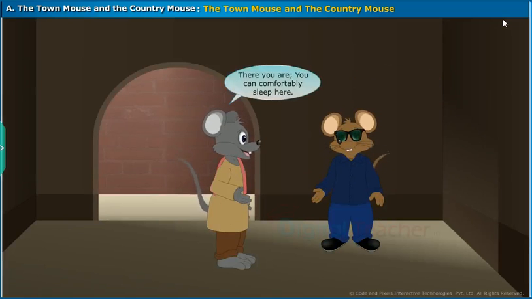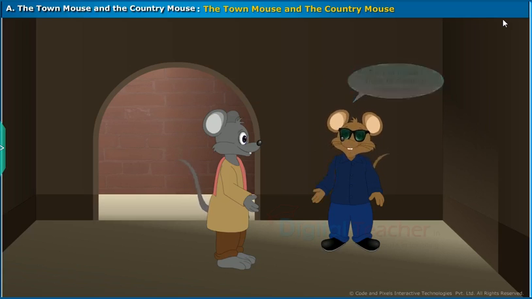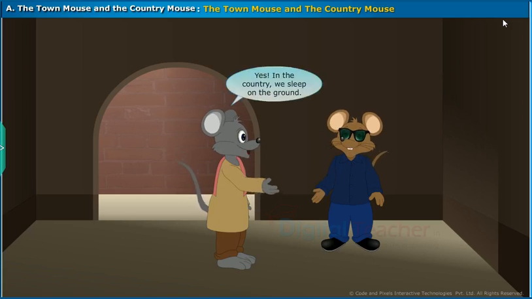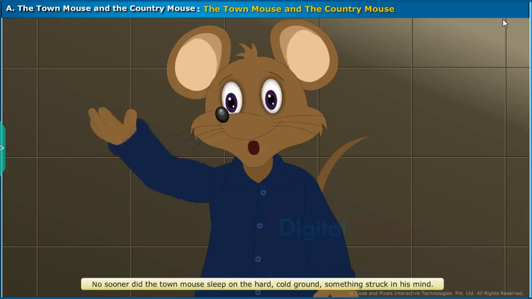"There you are. You can comfortably sleep here." "Do you mean I have to sleep on the ground?" "Yes, in the country, we sleep on the ground." No sooner did the Town Mouse sleep on the hard, cold ground, something struck in his mind.